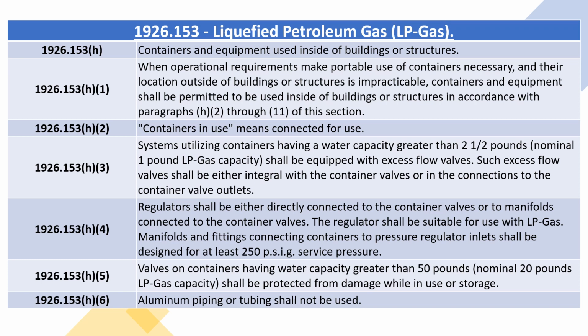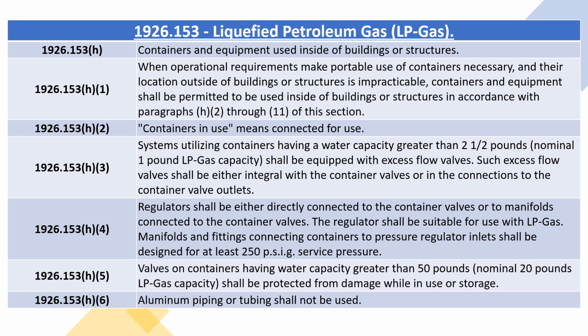1926.153(h)(4), Regulators shall be either directly connected to the container valves or to manifolds connected to the container valves. The regulator shall be suitable for use with LP gas. Manifolds and fittings connecting containers to pressure regulator inlets shall be designed for at least 250 psi, i.e., service pressure. 1926.153(h)(5), Valves on containers having water capacity greater than 50 pounds, nominal 20 pounds LP gas capacity, shall be protected from damage while in use or storage.